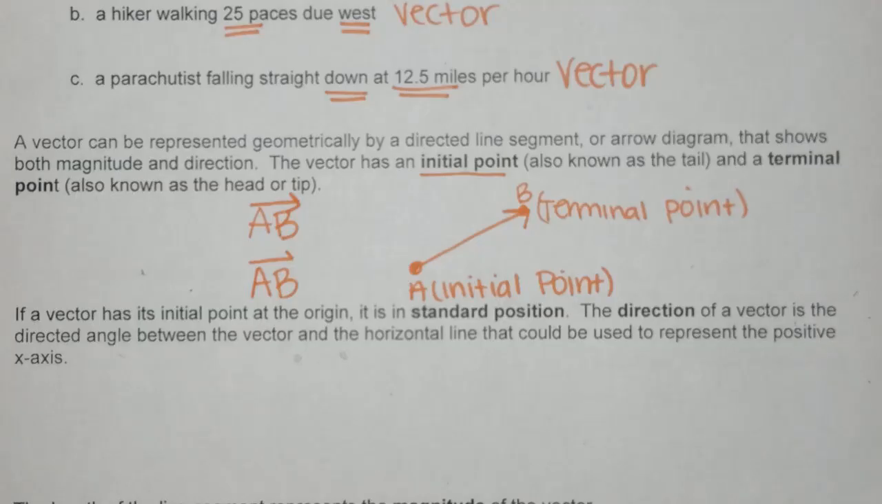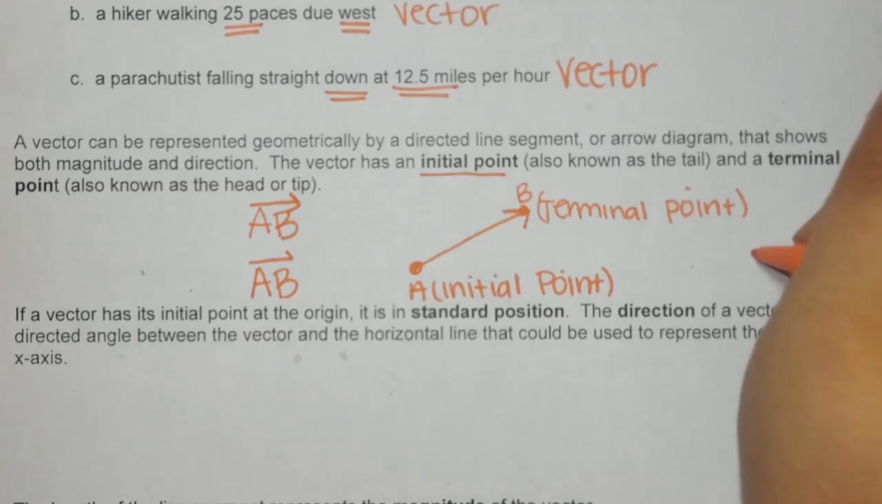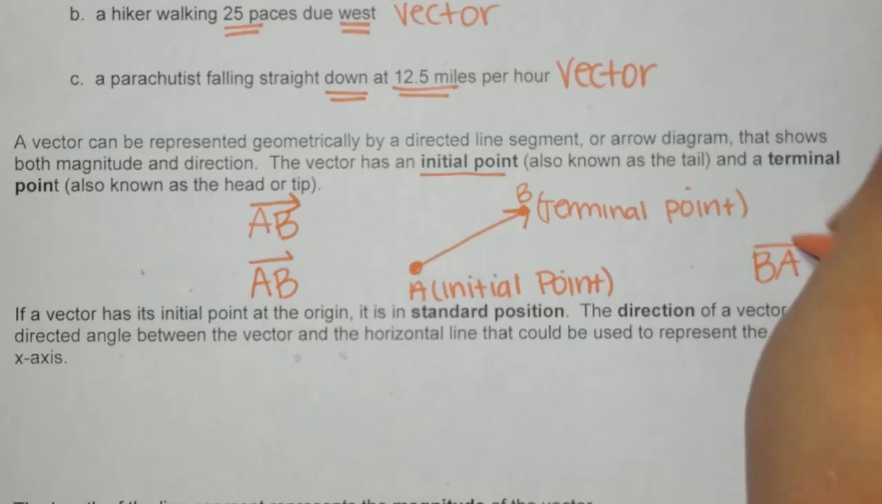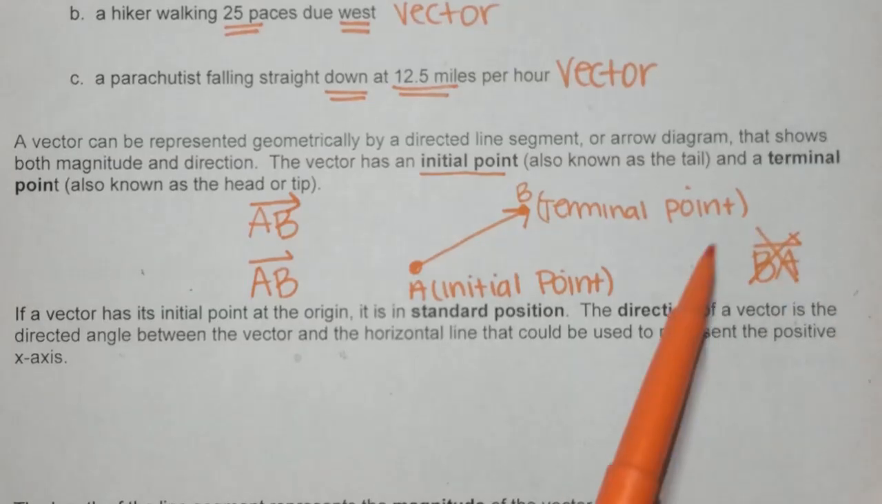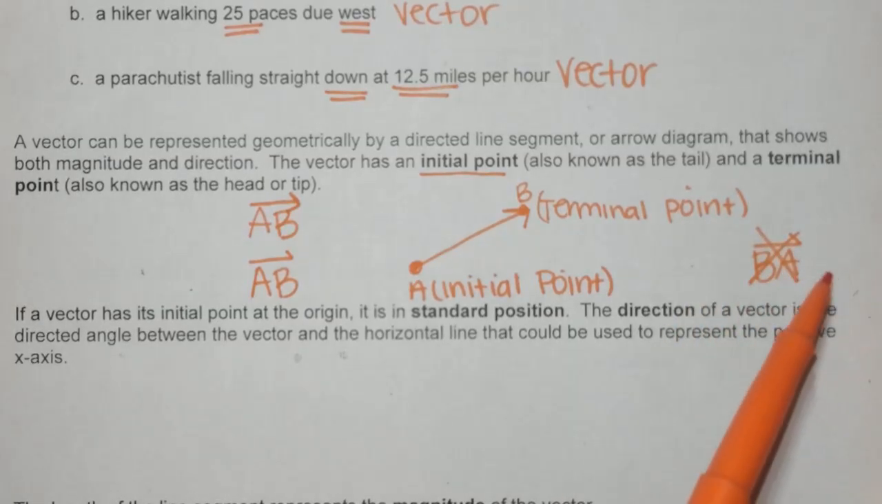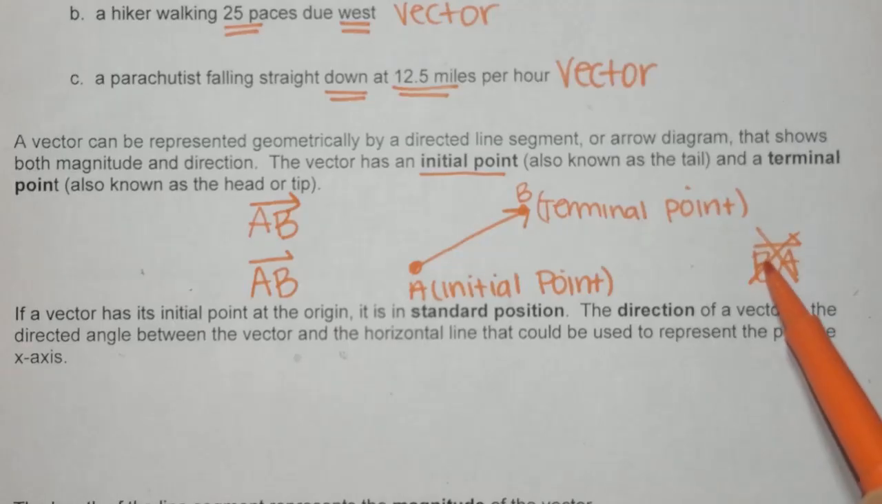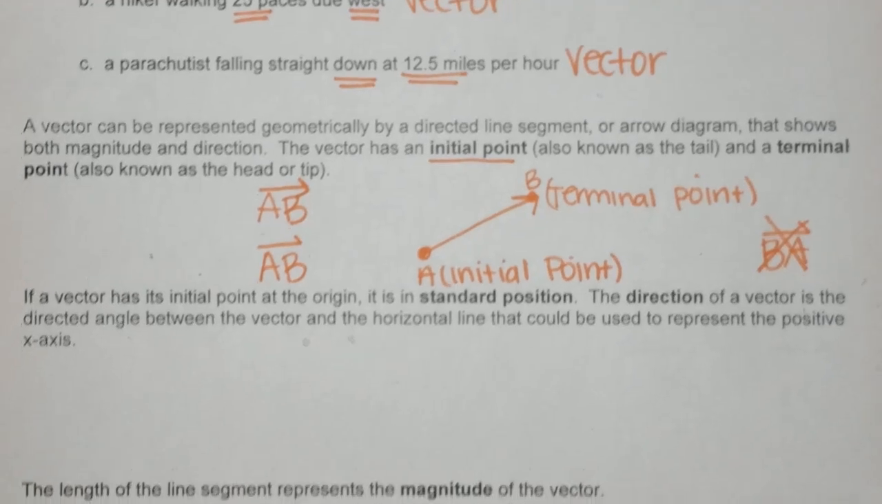What can I not do when I'm naming this vector? I cannot do BA. Why? Because you're flipping the direction. You're saying it starts with B and goes to A, and that's not true. Also, you cannot just leave it with nothing up top or a line up top.